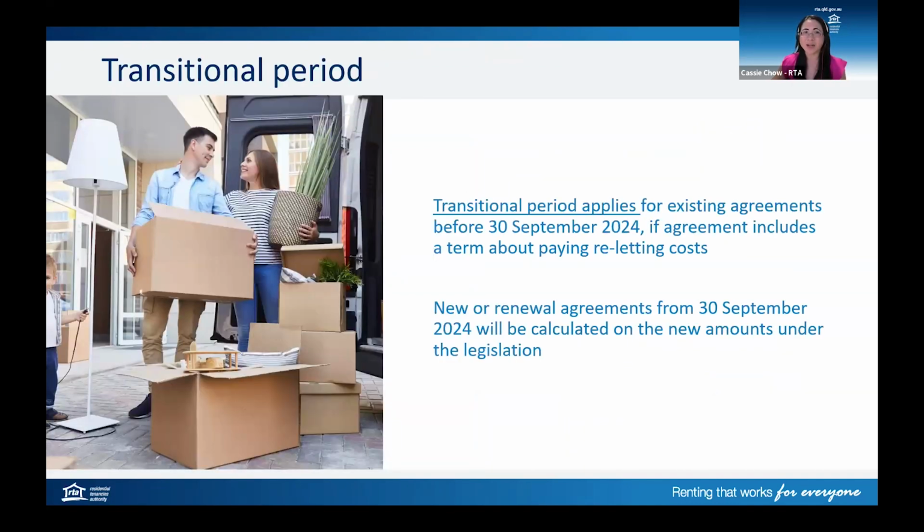Before we finish up today, we wanted to highlight that there is a transitional period for agreements entered into before 30th of September 2024. And the legislation states if the agreement includes a term about reasonable costs for breaking a lease, then it can continue for that agreement, as this aligns with legislation that was in effect before 30th of September 2024. New or renewal agreements from the 30th of September 2024 onwards will be calculated based on the reletting cost legislation that we've discussed in earlier slides today.